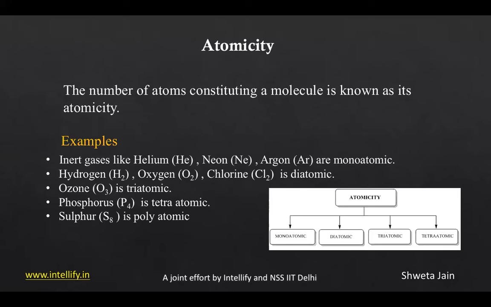Hydrogen, oxygen, chlorine molecules are formed by combining two atoms of the same element, so they are diatomic. Ozone, O3, is formed by combining three atoms of oxygen. It is called triatomic. Phosphorus P4 is formed by combining four atoms of phosphorus. It is tetraatomic. Sulfur S8 is formed by combining 8 atoms of sulfur. It is called polyatomic.